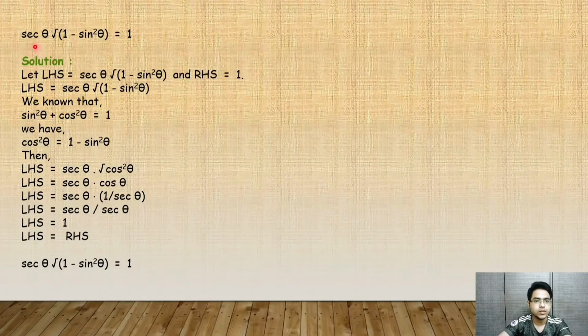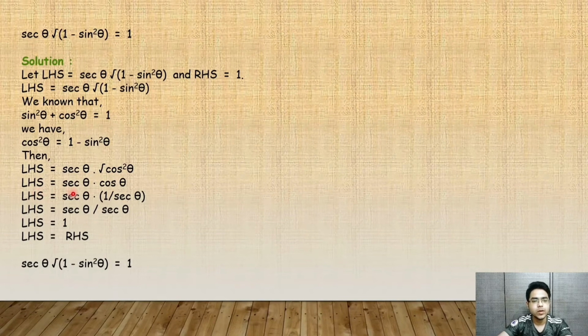Now, next we have to prove sec theta under root 1 minus sine square theta is equal to 1. So again we know the formula. We have considered LHS equal to sec theta into under root of 1 minus sine square theta, and RHS is 1. We know that sine square theta plus cos square theta is equal to 1, so cos square theta is equal to 1 minus sine square theta. Hence LHS will be equal to sec theta into under root of cos square theta.